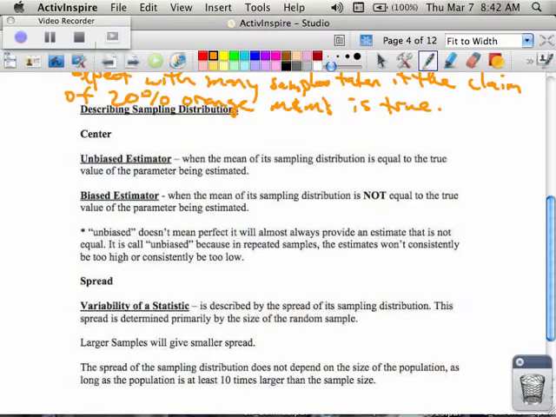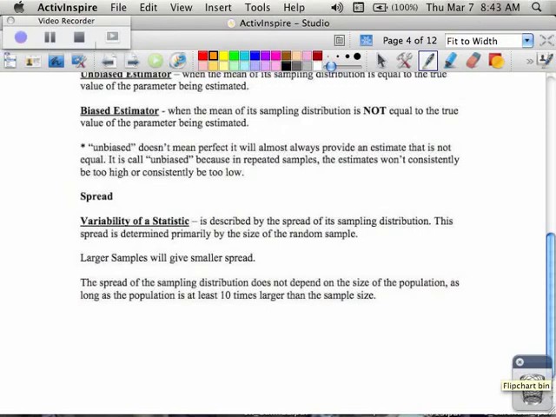Spread talks about your variability. Remember, we had many ways to talk about spread. A little bit earlier, we talked about where the majority of the data was in our very first example. Spread is talking about the variability of your statistic, like our p hat, in the sampling distribution. It's normally determined by the size of the sample. So the bigger the size of your samples, the smaller the variability. There's an inverse relationship there. That's really important to know.